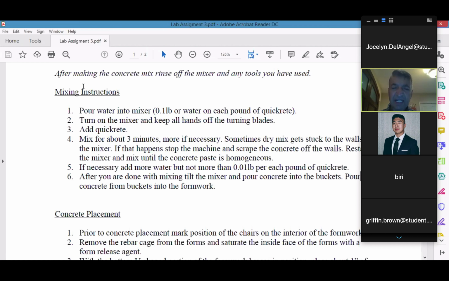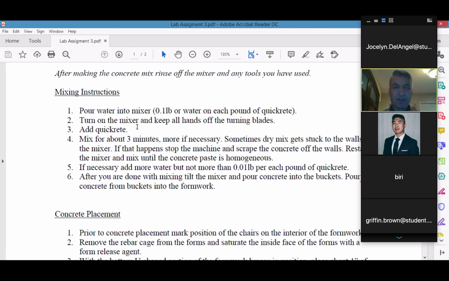How much water? It says use 0.1 pound of water to each pound of Quikrete. So 90 pounds of Quikrete is going to take 9 pounds of water. I remember we brought the scale from the materials lab, and the students measured 9 pounds of water and put it in there in the mixer.